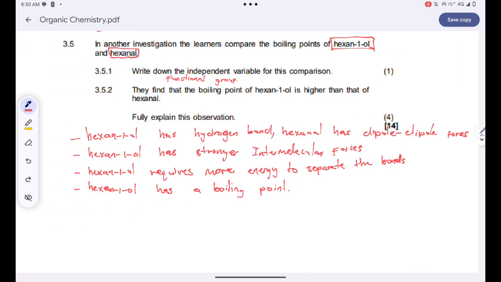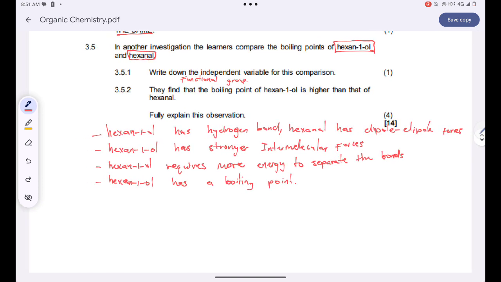Okay, we are contrasting between two organic compounds, né, guys? Firstly, state the difference. Since they have different functional groups, they will have different intermolecular forces. Are you together? So we'll simply say that hexane 1-ol has hydrogen bond, and then hexanal has dipole forces. Secondly, state which one between the two has stronger intermolecular forces. Hexane 1-ol will have stronger intermolecular forces. Thirdly, talk about the energy. We'll simply say that hexane 1-ol will require more energy to separate the bonds, and then that's why hexane 1-ol will have a higher boiling point.